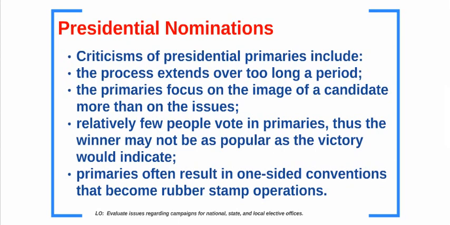Presidential nominations. Criticisms of presidential primaries include that the process extends over too long of a period, the primaries focus on the image of a candidate more than on the issues, and relatively few people vote in the primaries, thus the winner may not be as popular as the victory would indicate. Primaries often result in one-sided conventions that become rubber stamp operations.